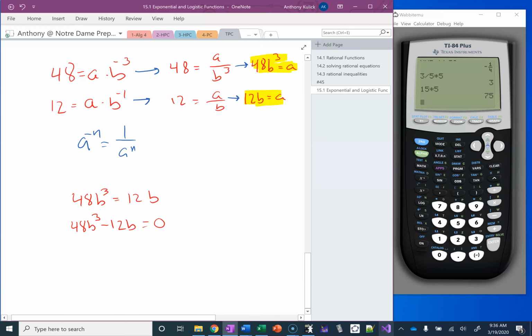And I'm going to try to solve this equation by factoring. So if I look, I notice that there is a greatest common factor of 12b. So I'm going to factor that out. That leaves me with 4b squared minus 1 is equal to 0. And if I look at 4b squared minus 1, that's a difference of two squares. I can factor that as well. So that's going to give me 2b minus 1 times 2b plus 1.